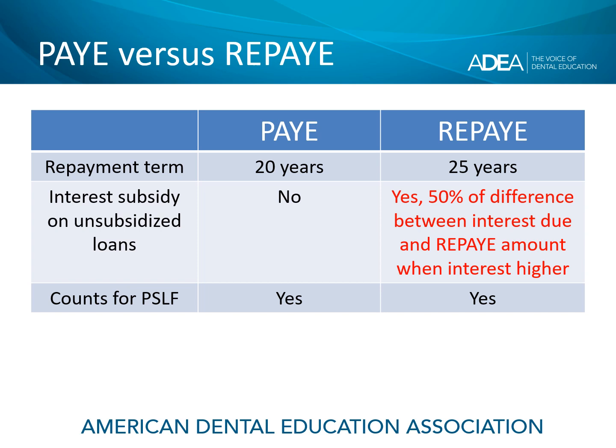One more important thing to note about both PAYE and REPAYE: payments made under both of these plans do count towards eligibility for the Public Service Loan Forgiveness Program for borrowers who are trying to qualify for Public Service Loan Forgiveness. And don't forget, we have a separate module on the Public Service Loan Forgiveness Program.